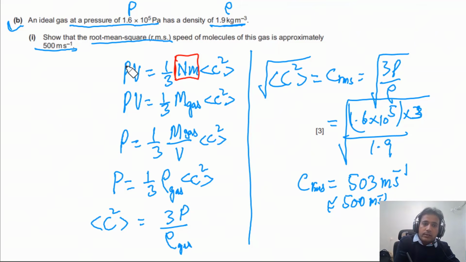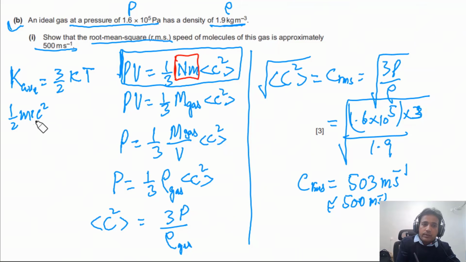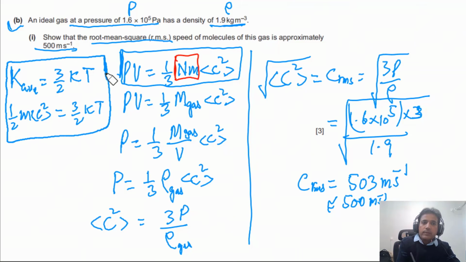So the main takeaway is this equation is a very important one. Most of the time you will need this one. And also you need to understand the average kinetic energy of the molecules. The average translational kinetic energy of the molecule is equal to 3 by 2 kT. So this is equal to 1/2 m mean square speed, and this is 3 by 2 kT. This is also a very important one, so you have to be clear about this one as well.